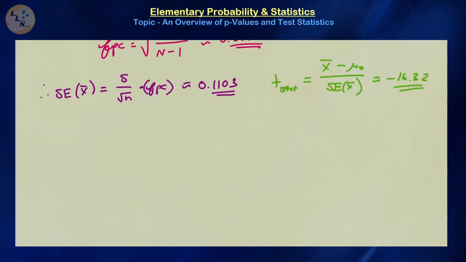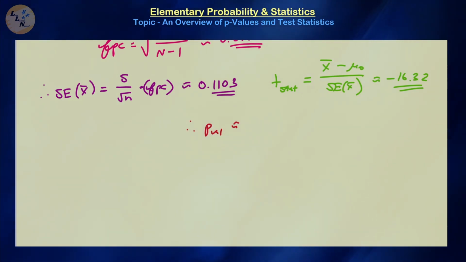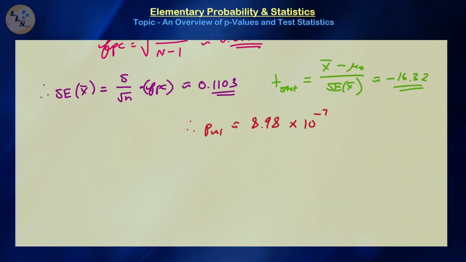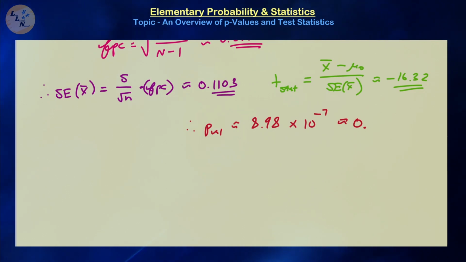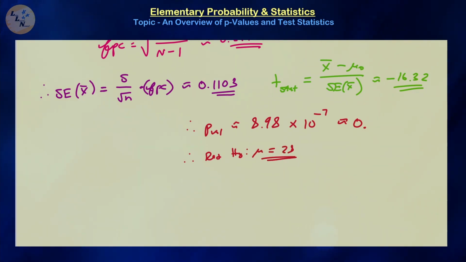So one can find, same as before, that the p-value from Excel is going to come out to approximately 8.98 times 10 to the minus 7, which most people would usually say is approximately equal to 0, because it's definitely less than even 1%, which is even substantially less than 5%. So since our p-value is technically sufficiently smaller than any value alpha you can give, that means we're going to be rejecting the null hypothesis that the mu was equal to 28, right?